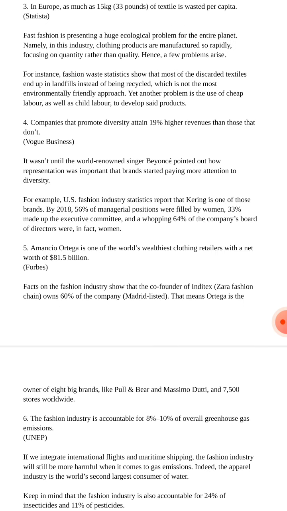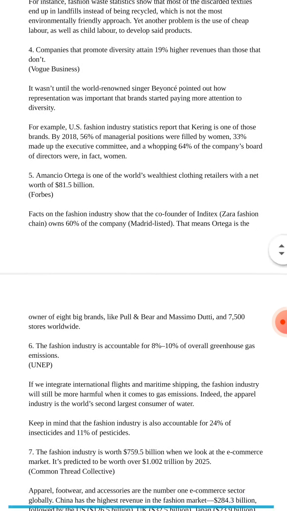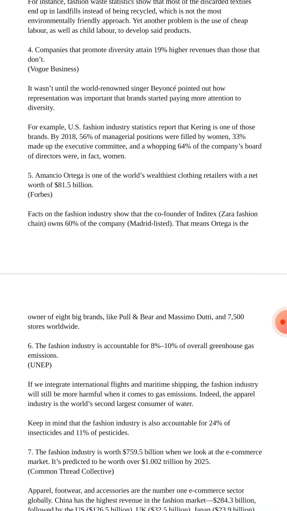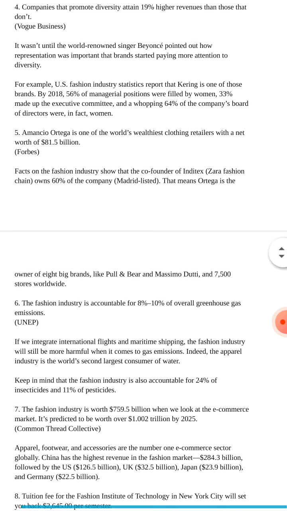Amancio Ortega is one of the world's wealthiest clothing retailers with a net worth of 81.5 billion. Facts on the fashion industry show that the co-founder of Inditex, Zara's parent company, owns 60% of the company. That means Ortega is owner of 8 brands like Pull and Bear and Massimo Dutti, and 7,500 stores worldwide.